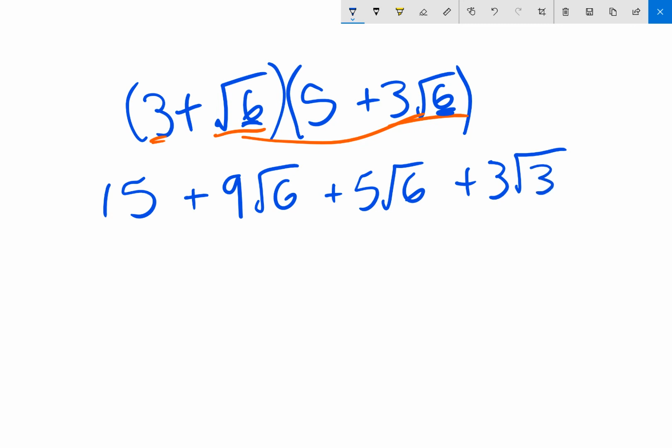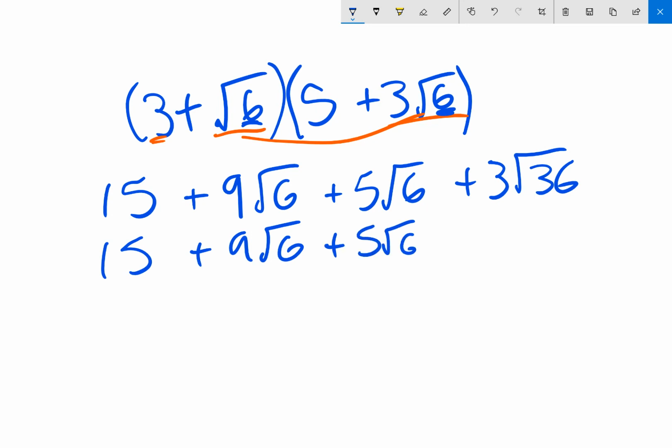So 6 times 6 makes 36 there. Now, be careful on this because there's some fancy simplifying that's going to go on. I'm not going to do anything with the like terms in the middle yet. I'm just going to leave them alone for now. I'll add these terms in a second. But I'm going to focus my attention on this last term. The square root of 36 is 6, right? So really, this is 3 times 6, which is 18. So this whole thing on the end there just becomes 18.